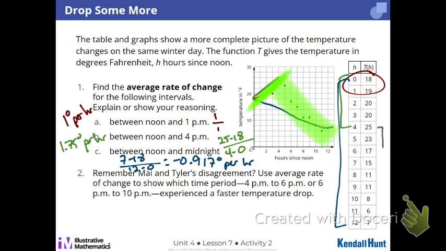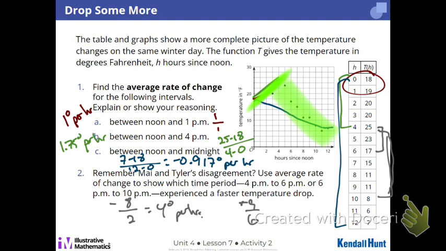4 to 6. The temperature went down by how much? 8. A lot. I got 7. 8, sorry. It went down 8 over 2 hours, which again was 4 degrees per hour. We already kind of saw this. And 6 to 10 was negative 9 degrees over 6.